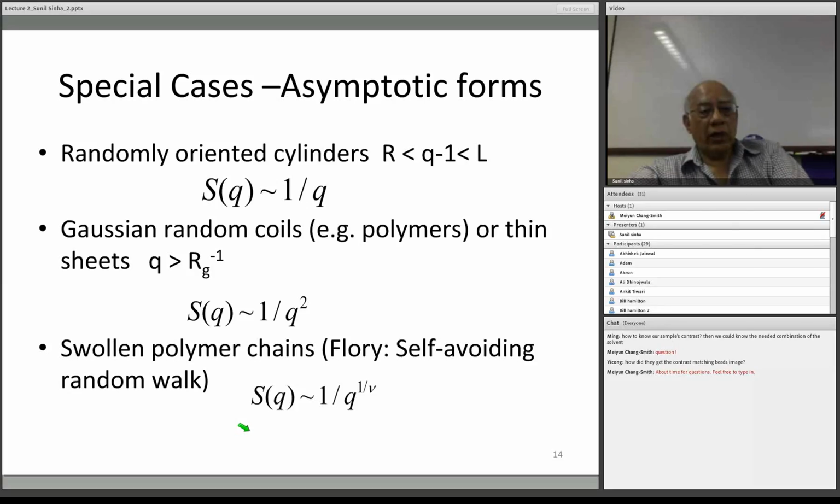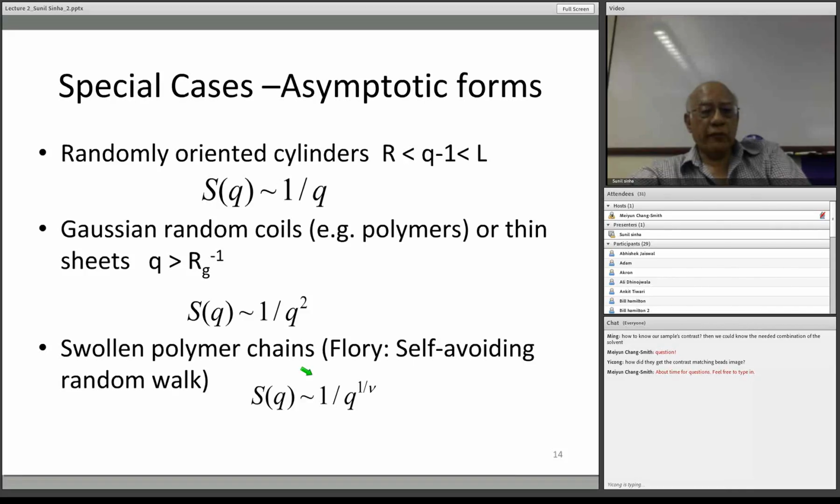A Gaussian random coil, as I've shown you, has fractal dimension 2, so S of Q asymptotically goes like 1 over Q squared. By the way, that's also true for thin random sheets, which are smooth sheets with fractal dimension 2 also. They also go like 1 over Q squared. On the other hand, a swollen polymer chain, which is not an ideal Gaussian coil and can be modeled as a self-avoiding random walk, has a so-called Flory exponent, called nu, and its asymptotic form goes like 1 over q to the 1 over nu. If nu is a half, then you go back to the perfectly random Gaussian coil, 1 over q squared.